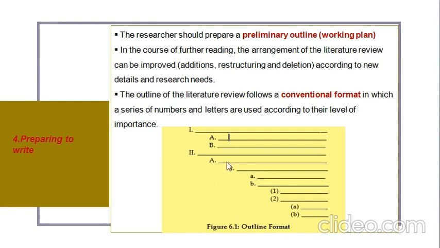Just without reading the text itself of the outline, we can have an idea about the number of points under each main point. We said that a series of numbers and letters are used according to their level of importance. The most conventional way is to use Roman numerals with the main sections. These sections are divided using capital letters. And then the next level involves the use of Arabic numerals. And the following level involves the use of small letters.